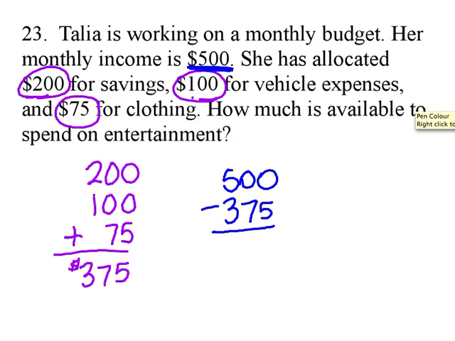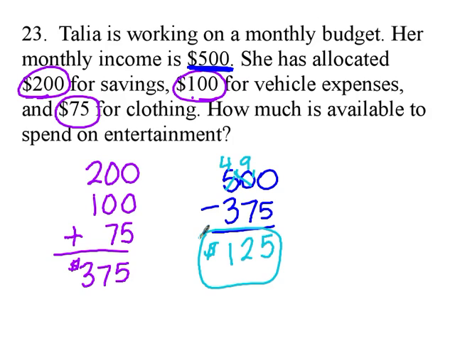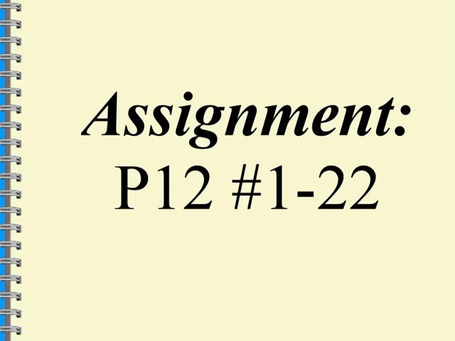I'm going to take 500 and subtract 375. In order to do that, I'm obviously going to have to borrow. So I'm going to change that to a 4, change that to 9, and then I get 10 minus 5, which is 5, 9 minus 7, and 4 minus 3. So how much is left on entertainment? $125. Make sure you label. Got to have the dollars. Pretty straightforward today. Any questions? Adding, subtracting, multiplying, dividing. All right, this is what I need you to do on page P12. I need you to do 1 through 22, and this is due at the start of class tomorrow.